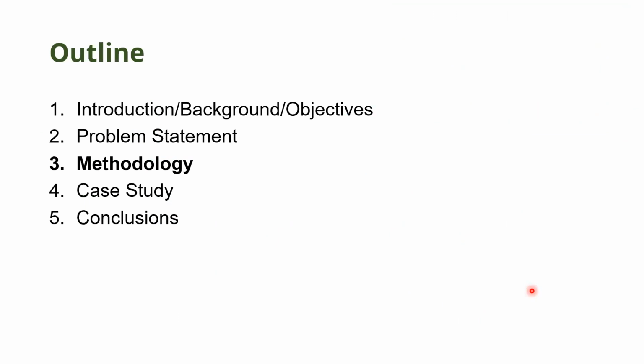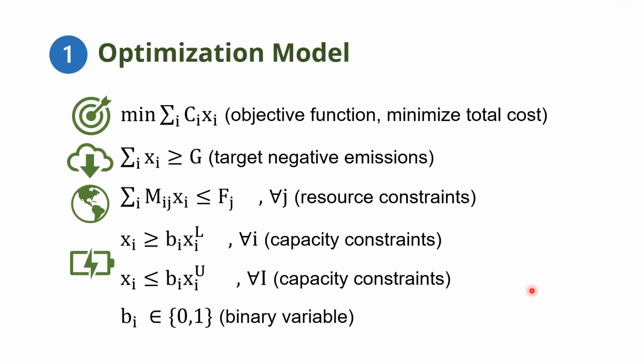Moving on to the methodology, the optimization model is structured as shown. The objective function is to minimize the total cost of a NET portfolio. And this is subject to a target negative emissions capacity. And the resource and capacity constraints also have to be met.